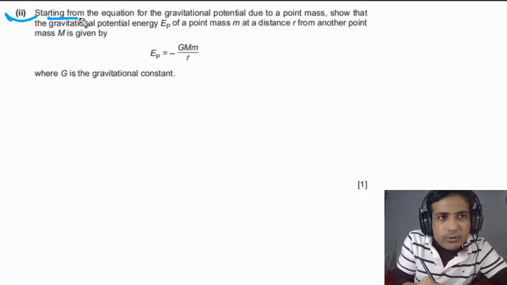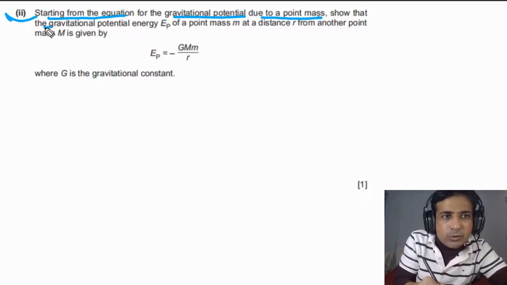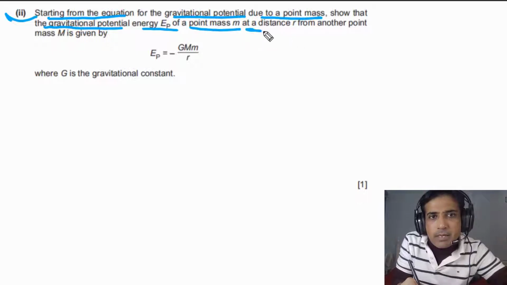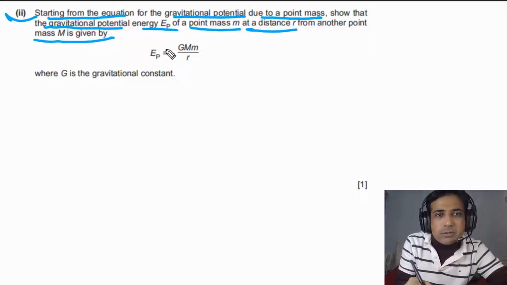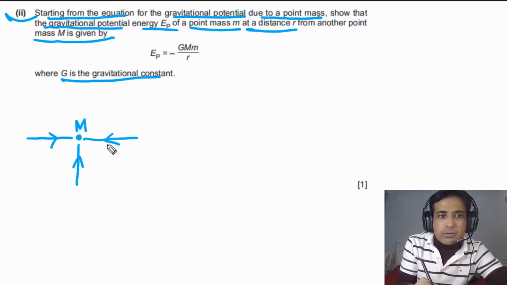For the second part, we need to start from the equation of gravitational potential due to a point mass, and show that gravitational potential energy EP of a point mass small m at a distance small r from another point mass M is given by this equation, and G is the gravitational constant. So first of all, imagine that we have one point mass, and mass of this point mass is capital M, and it has its own gravitational field around it. So this is gravitational field around this point mass.